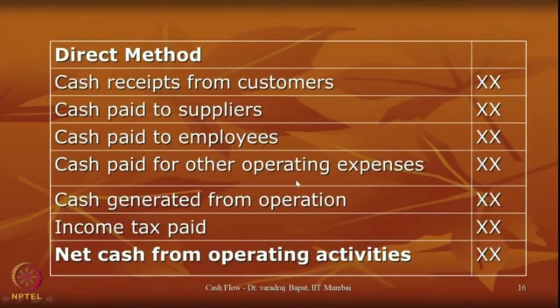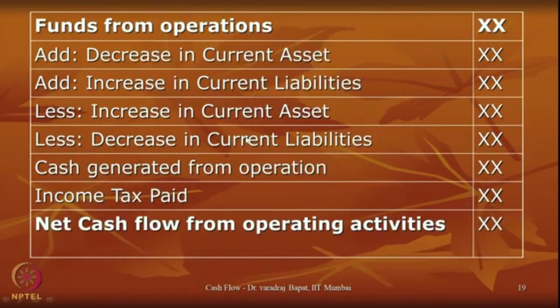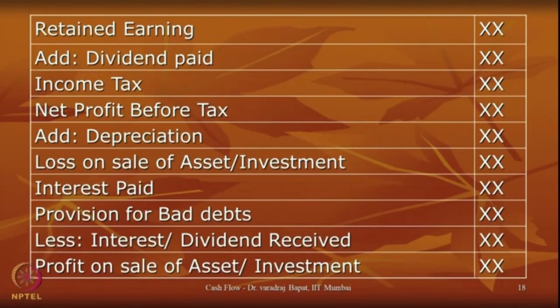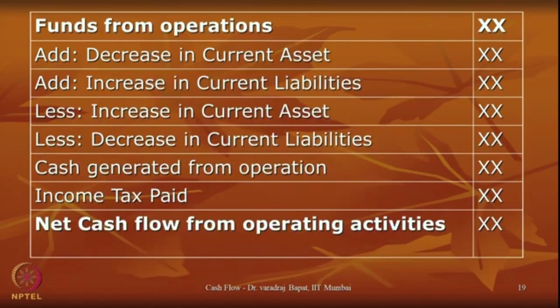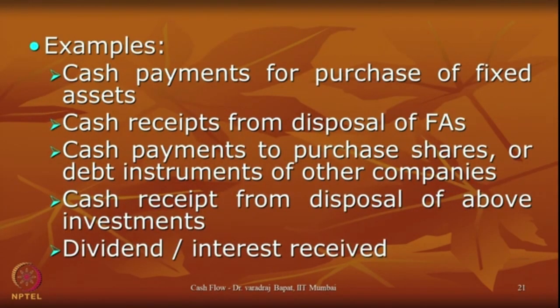Now, the challenge in operating activities was that it can be calculated by the direct method, so have a look at this format, or it can also be calculated by the indirect method, that is starting from P&L, we have to list out certain activities which are non-operating or non-cash. And then we also list out working capital items to get cash flow from operating activities. Then we discussed the second head, which is investing activity. Any movement because of fixed assets or investments, either buying or selling, was all categorized as investing activities.